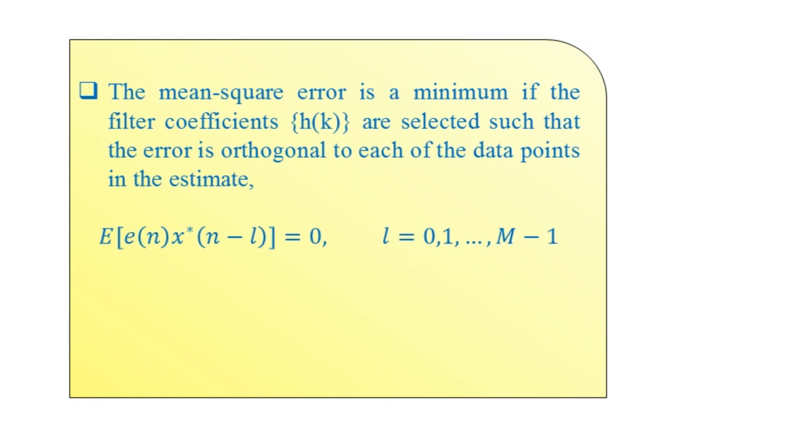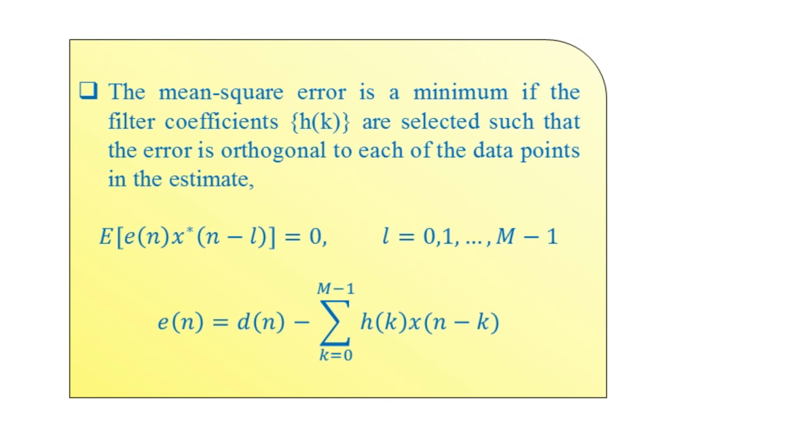up to capital M minus 1, where the error signal, small e of n, is equal to the difference d of n minus the summation, k equal to 0 to capital M minus 1, of h of k multiplied by x of n minus k. So if the filter coefficients satisfy the first equation that we see on the top, the resulting MSE will be a minimum, what we call the minimum mean square error.